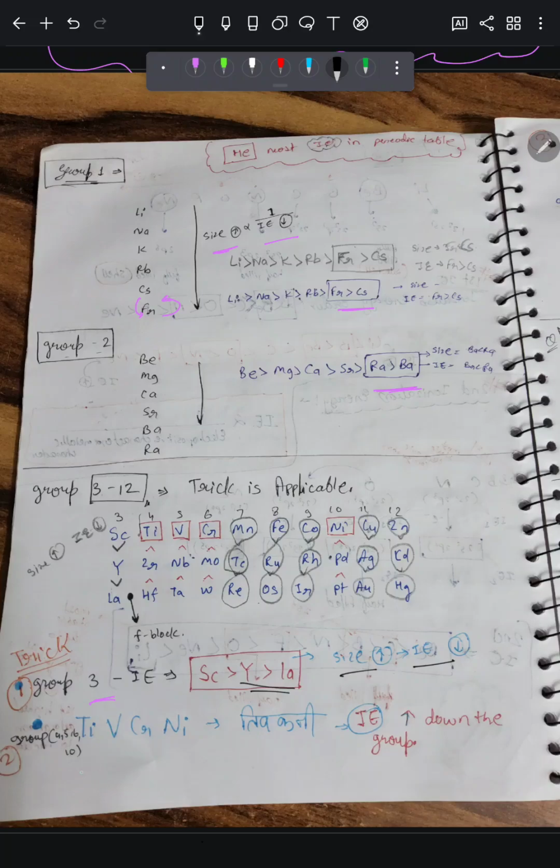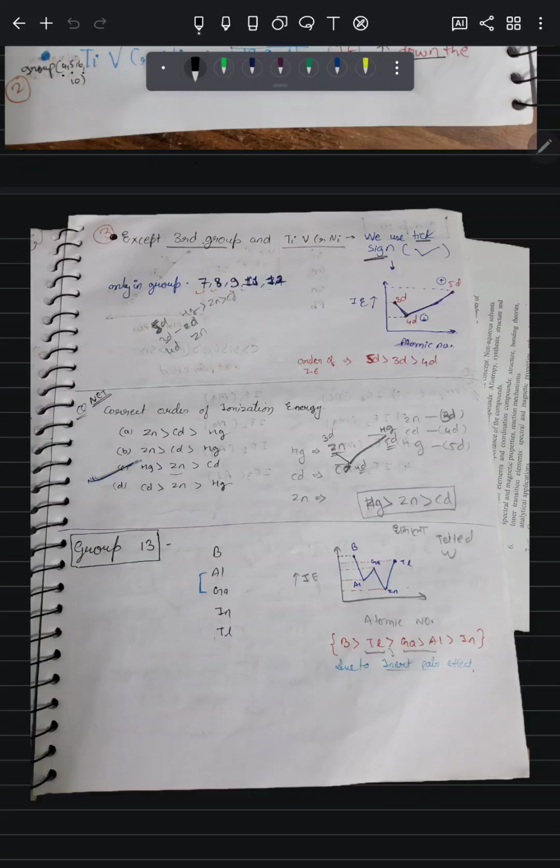But for group 4, 5 and 6, which is Ti, V, Cr and Ni, which in short we can say as Tucali, ionization energy increases down the group. So this is an example. You need to remember that it is an exception here.